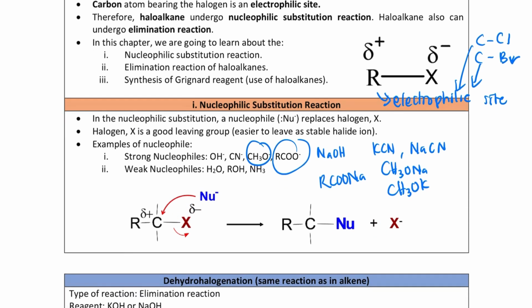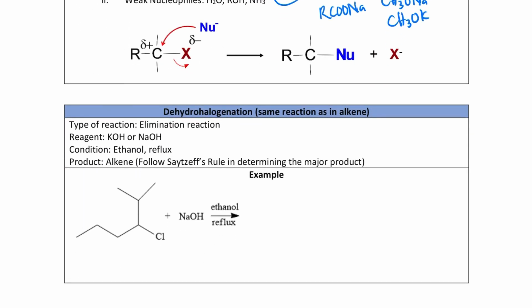Alright, so next kita tengok the first reaction, which is dehydrohalogenation. So this reaction is not something new. Bukan benda baru dah. Actually I can just skip this, sebab kamu dah tahu dalam topik alkene before this.